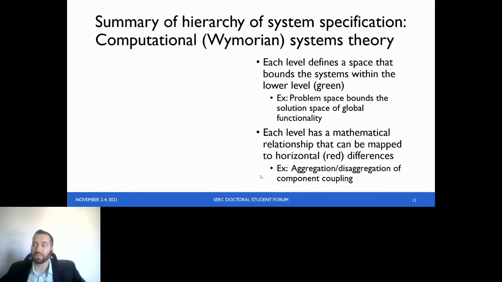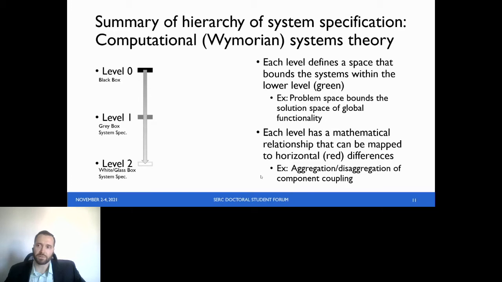Within the computational systems theory, there's this idea of levels of specification, where at the top level, you have your problem space or your boundary that you're looking at, followed by a level where you're looking at global functionality, and then the component coupling. Now, Wymore didn't actually account for this relationship between the global and the component coupling. So essentially what it's saying is that you can provide this vertical specification down to the component level.